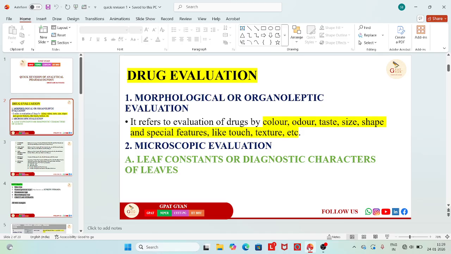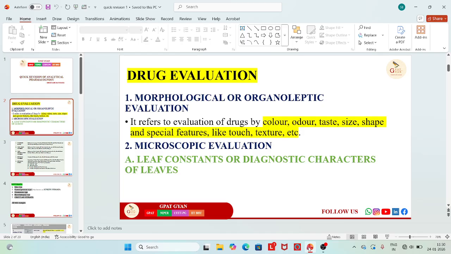Next comes the most important part, that is the microscopic evaluation. The microscopic evaluation covers the leaf constants or the diagnostic characters of leaves. That comes first. Then come the stomata, the calcium oxalate crystals, and the trichomes, etc. These are the main parts of your microscopic evaluation.